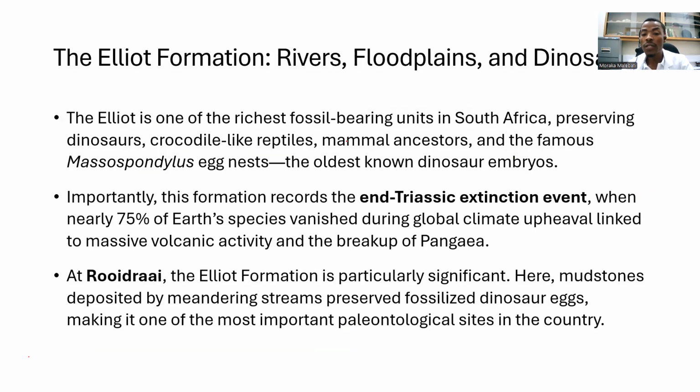The Elliott is one of the richest fossil-bearing units in South Africa, preserving dinosaurs, crocodile-like reptiles, mammal ancestors, and the famous Massospondylus egg nests. The oldest known dinosaur embryos ever recorded were found in this park. Importantly, this formation records the end-Triassic extinction event, when nearly 75% of Earth's species vanished during global climate upheaval linked to massive volcanic activity and the breakup of Pangea.